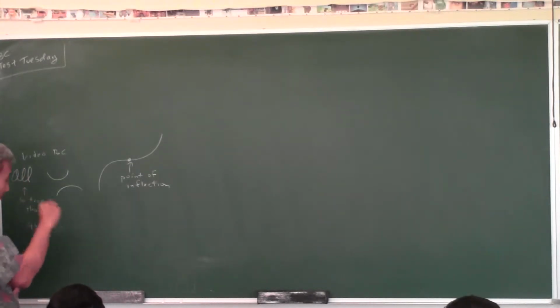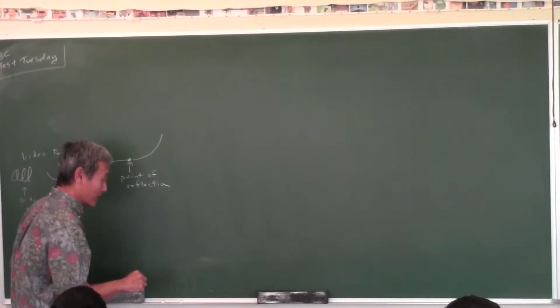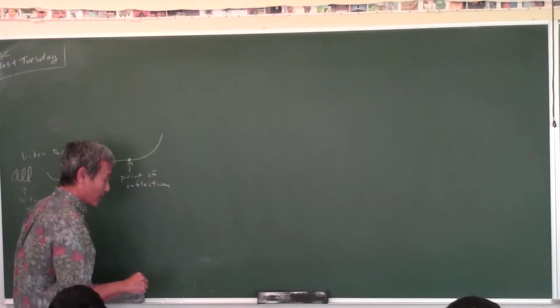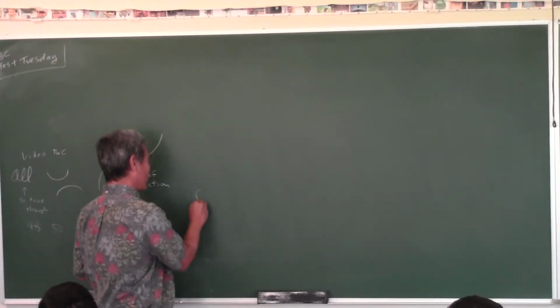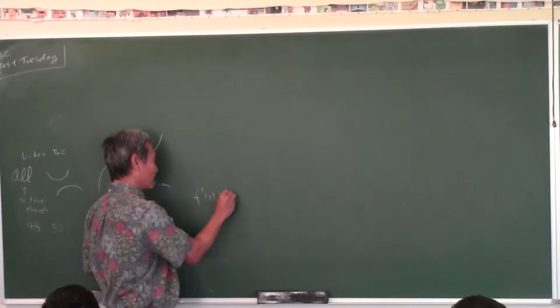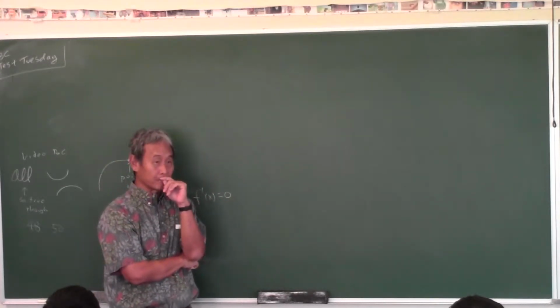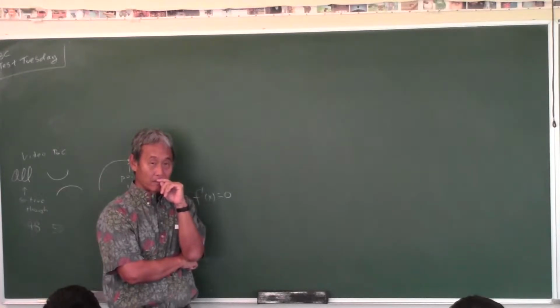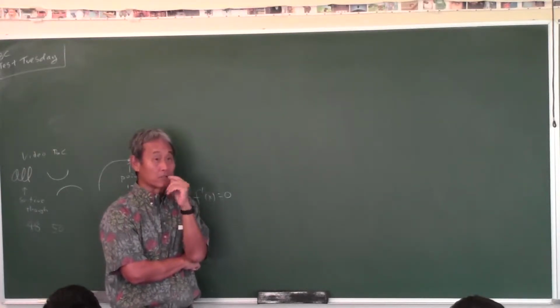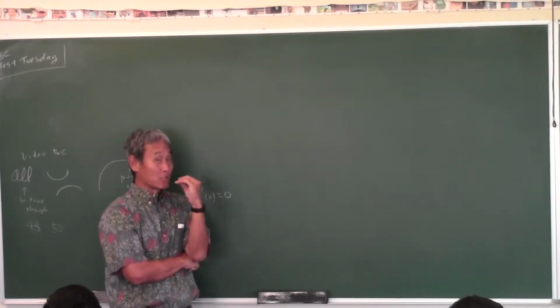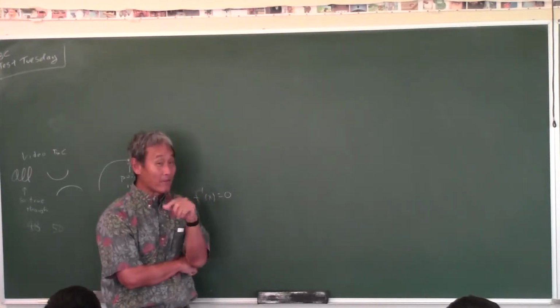Now let me ask you this, after doing last night's homework. True or false? If the first derivative is 0, there is a maximum or a minimum at that point. True or false? False. Because sometimes the slope could be 0, but you have neither a maximum nor a minimum.